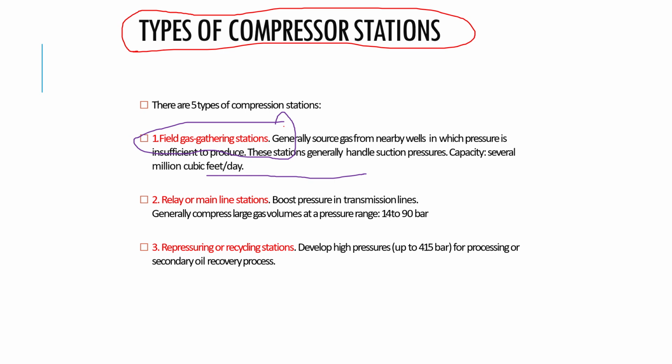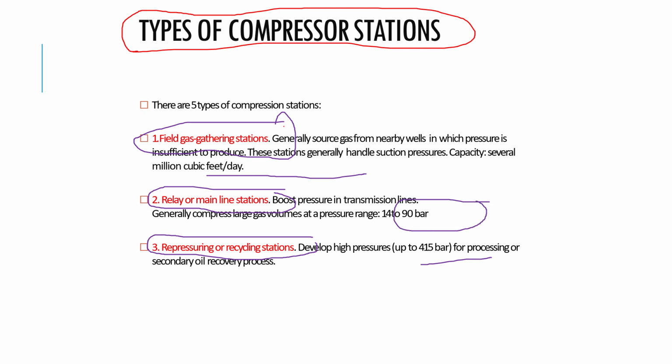The second type is what we call the repressuring or recycling station, which will develop high pressure up to approximately 415 for processing purposes. And the third type will be what we call the relay or main line station, where it will boost the pressure in the transmission line to approximately between 14 to 90 bar.